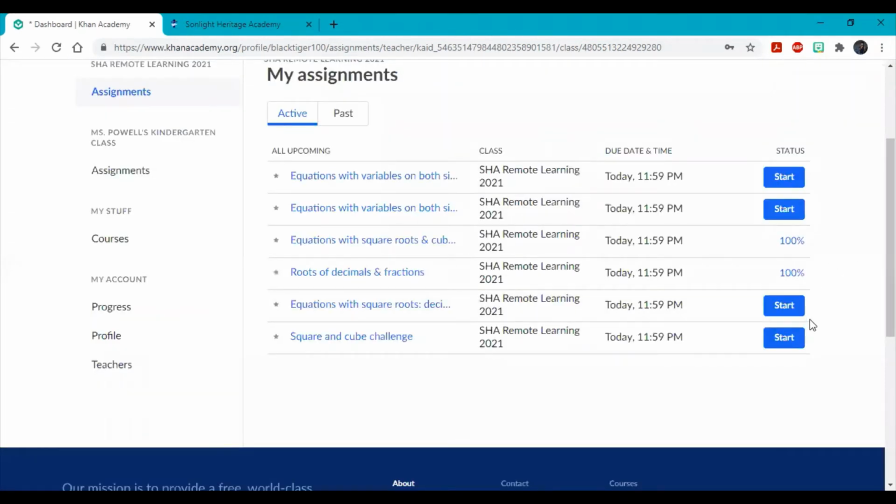So hopefully that helps the 8th grade class with the assignments that they have to do, having to do with square roots and cube roots and roots of decimals and fractions. Okay, so make sure you use this section of the video to answer those questions.